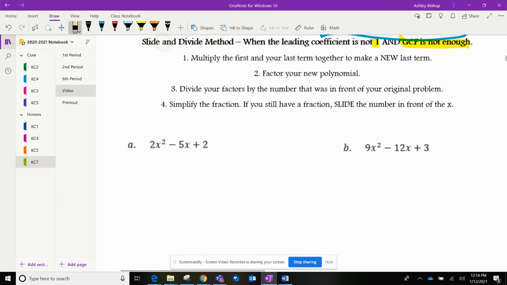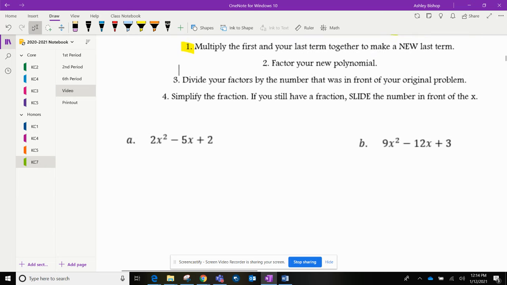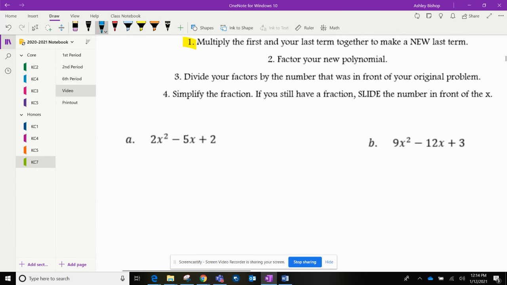Step 1 says to multiply your first and your last term together to make a new last term. So here's my first term here. Here's my last term. I'm going to multiply those together to make a new last term. So this is a positive 2 times a positive 2. That's equal to a positive 4.